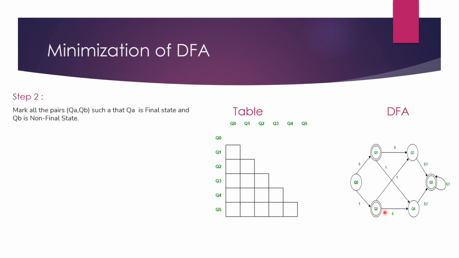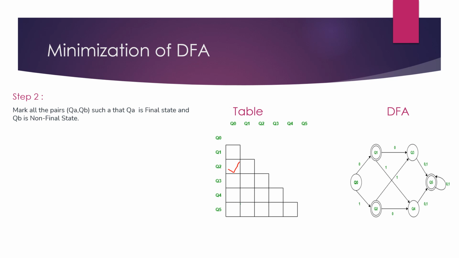Second point, mark all the pairs Q-A, Q-B such that one is a final state and the other is not a final state. We have to mark only the pairs where the two states are not in the same condition. Let us see how we will do it. First, coming to Q1, Q0: Q0 and Q1 are not in the same condition, so we will mark it. Next, Q2, Q1: Q2 and Q1 are in the same condition, so we are not going to mark this pair. Next, Q3, Q0: Q3 and Q0 are in the same condition, so we are not going to mark this pair.